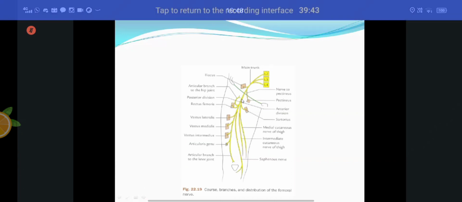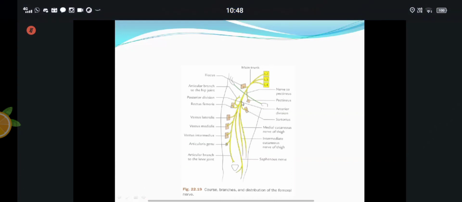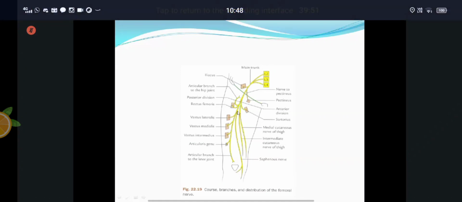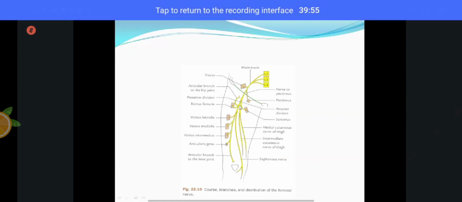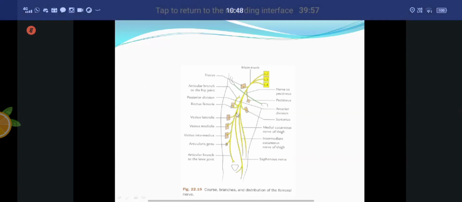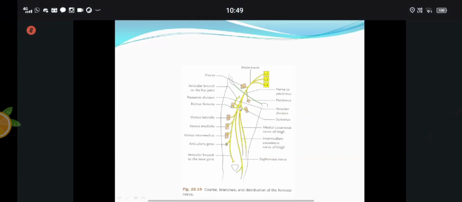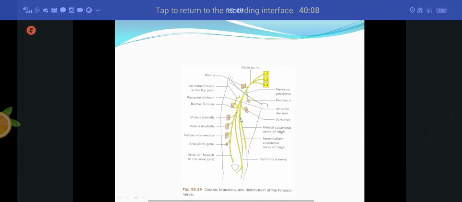And I already told you the lateral circumflex femoral artery passes in between the anterior division and the posterior division of the femoral nerve. So which artery passes between the anterior and posterior divisions of the femoral nerve? That is the lateral circumflex femoral artery, right?